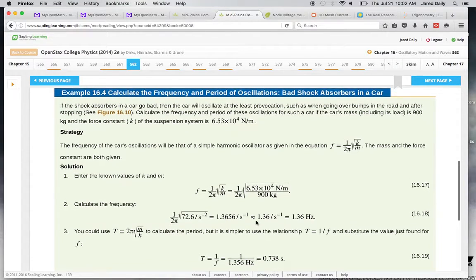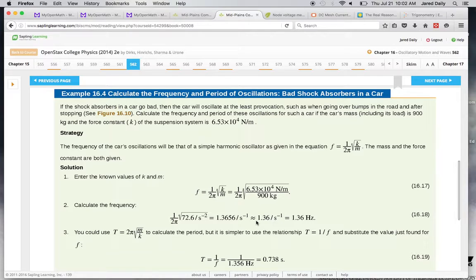So here we're going to calculate the frequency and period of some bad shock absorbers in a car. If you don't know, shock absorbers are devices that prevent the car from bouncing up and down when it hits something because it's on springs.